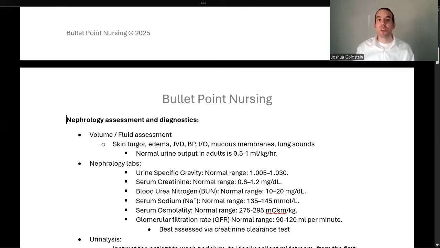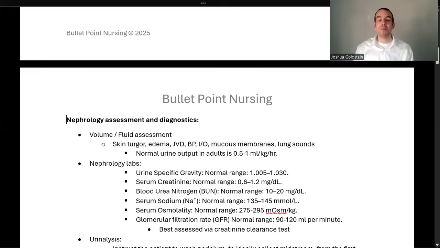Blood pressure, if that gets too low, that could be a sign of low volume. Input and output, that's probably the most commonly used method of tracking a patient's volume status long-term, meaning over hours and days, by checking how much urine they're putting out. Mucous membranes, I'm sure most of you remember that dry mucous membranes is part of your key assessments to check for dehydration.